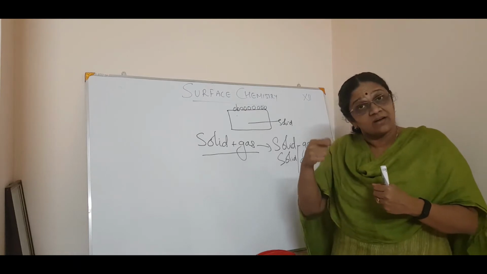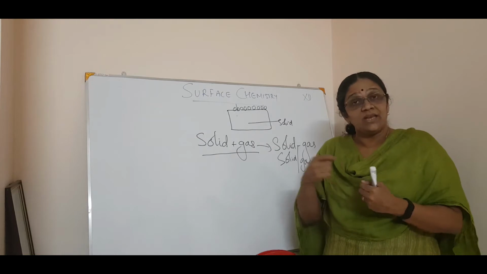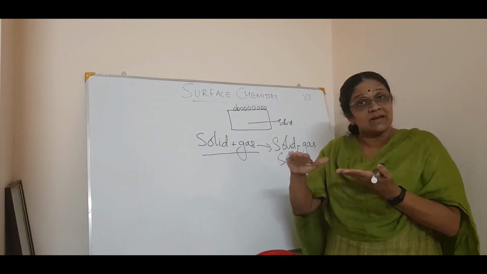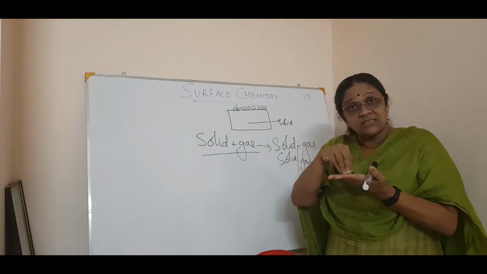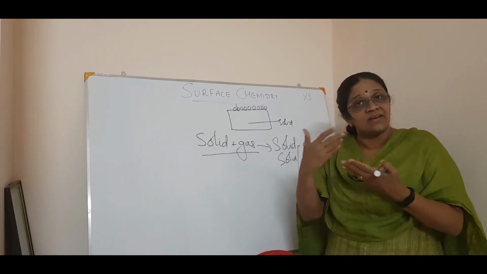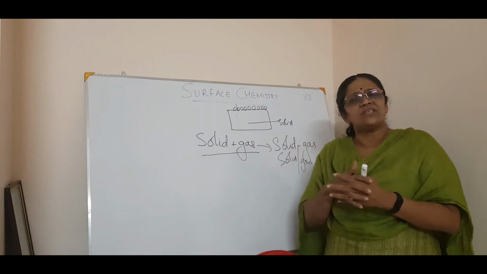So, extra cleaning of that metallic surface is done by vacuum. Okay, then only the metals will be very, very clean. Then only the molecules are taken into the surface of the metals and the reaction happens. Okay, that is just an introduction for the surface chemistry.